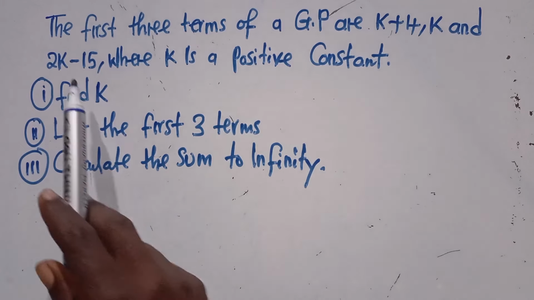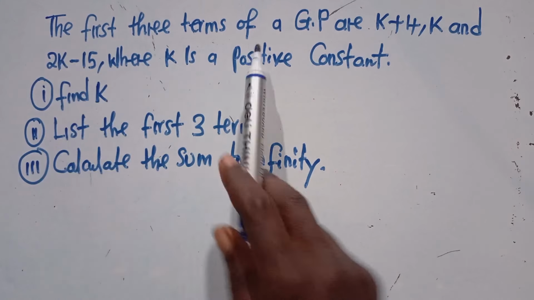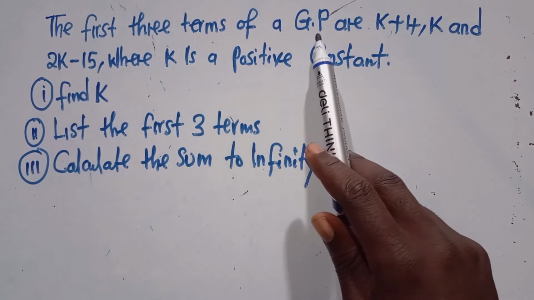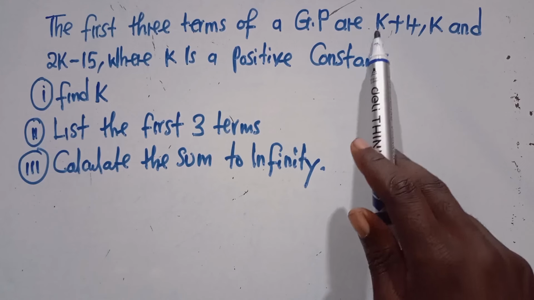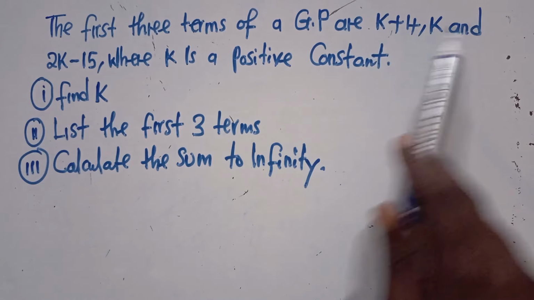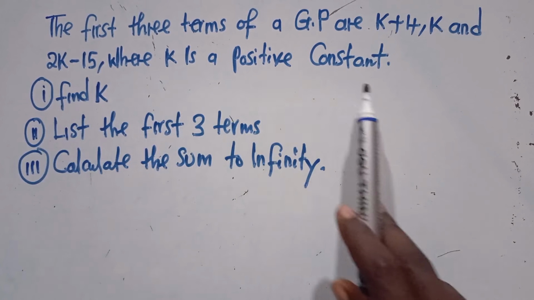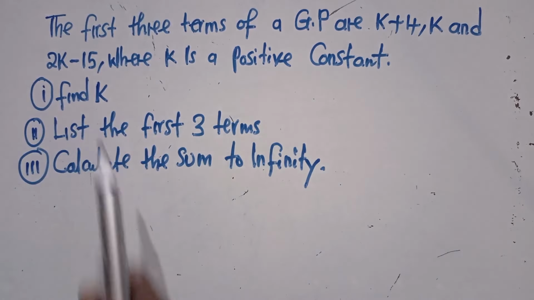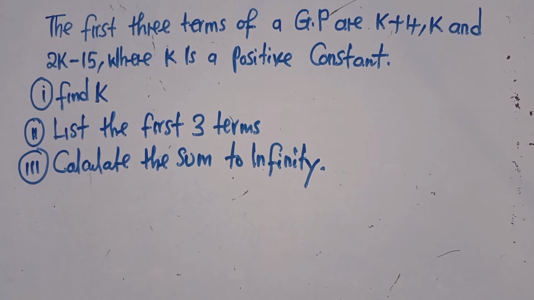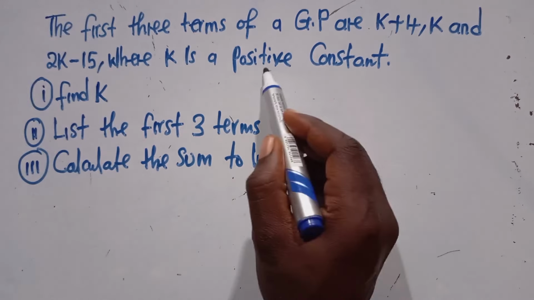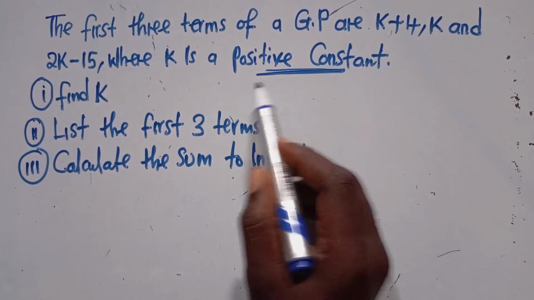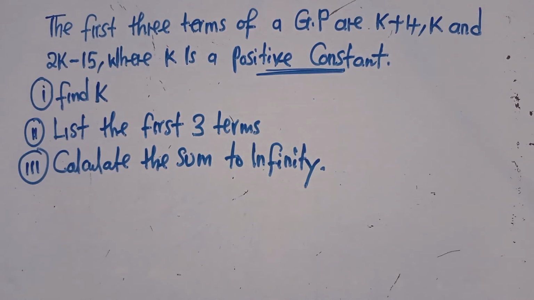So the question is saying the first three terms of a GP, that is geometric progression, are k plus 4, k and 2k minus 15, where k is a positive constant. Find k. Before you even start answering this particular question, you can tell why they have emphasized that k is a positive constant. This is a sign that there is a possibility of you finding two answers.